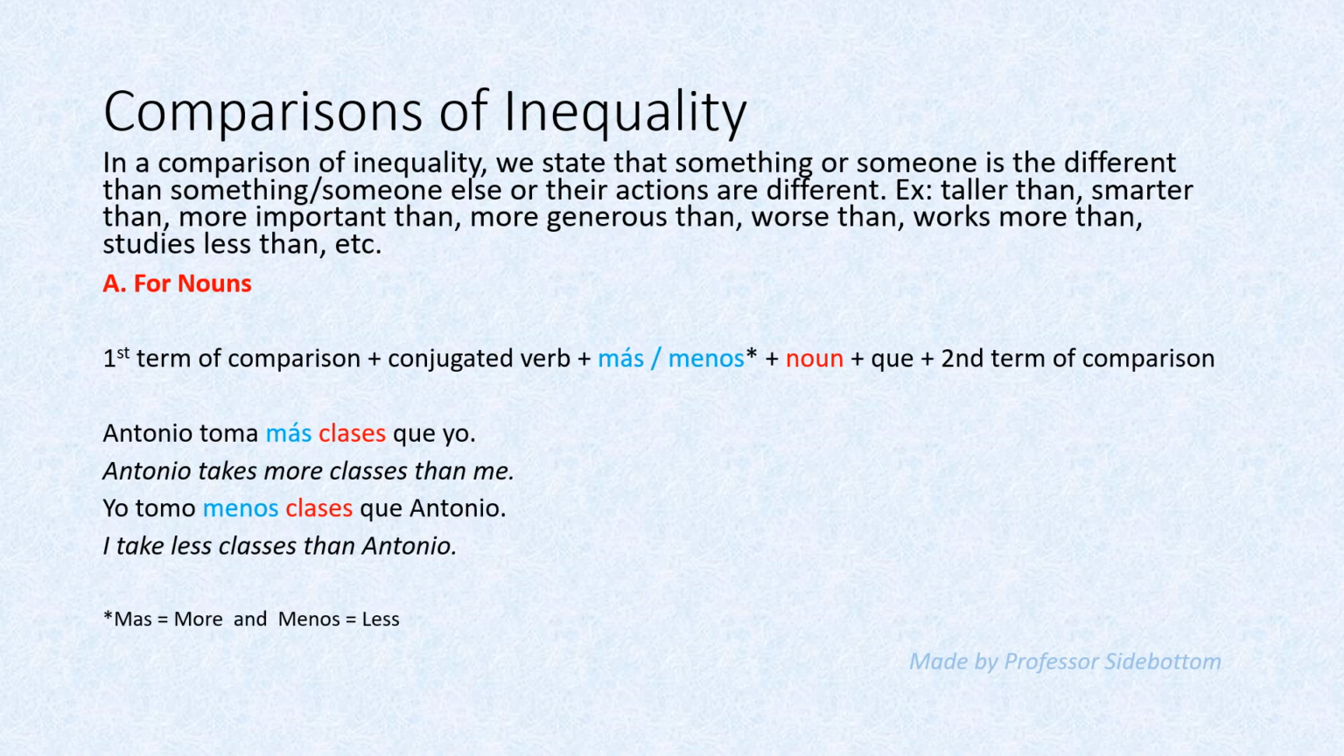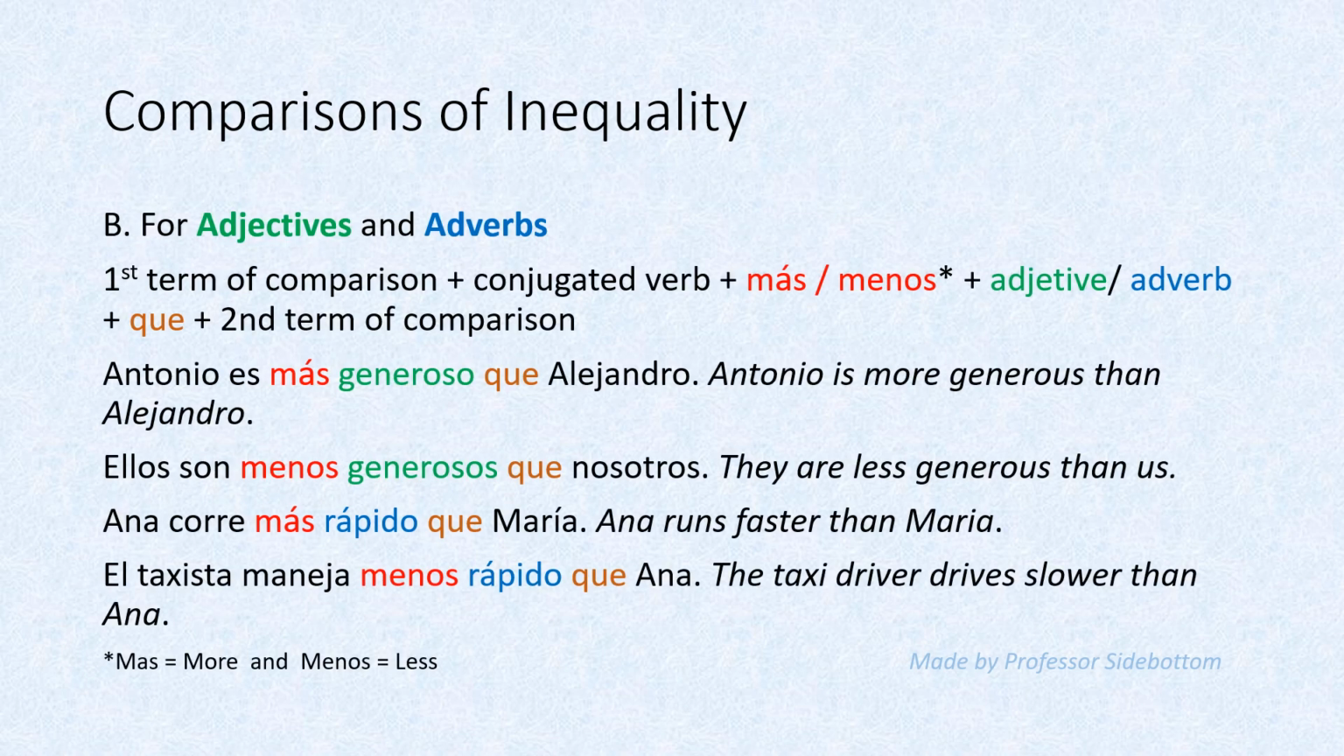If we look at the second statement, yo is the first term of comparison and Antonio is the second term of comparison. Now we have the menos, which is less, and the noun, which is classes. Next, let's talk about comparisons of inequality for adjectives and adverbs. For adjectives and adverbs, we use the following formula. First term of comparison plus conjugated verb plus más or menos plus adjective or adverb plus que plus second term of comparison. And here we have four examples.